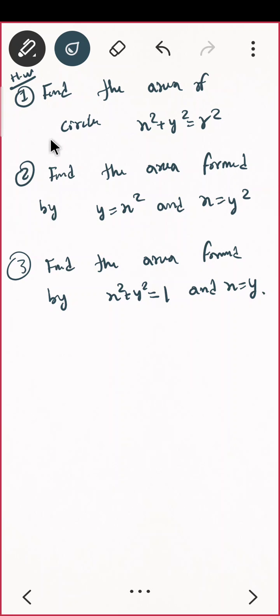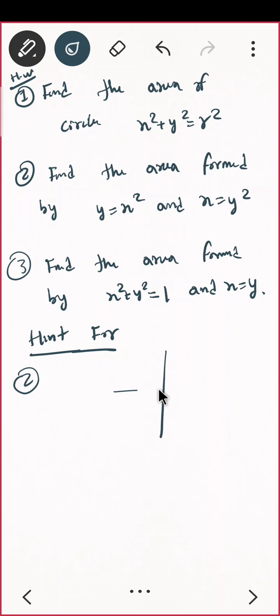Okay, let me just give you a hint for question number 1. That is quite easy. Question number 2, I'll give the hint for question number 2. So what will be the graph? Can you see? Y equal to x square, that means this is the graph, and x equal to y square, that is, this is the graph. Now I'll leave it to you. What is the shaded region? You think about it and do that.